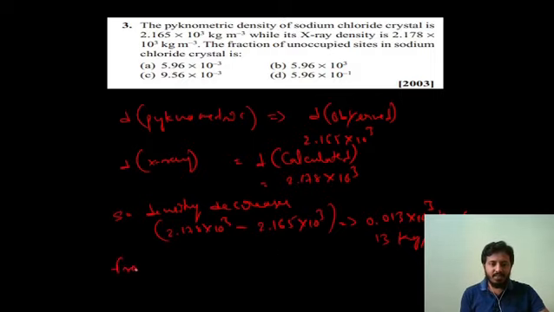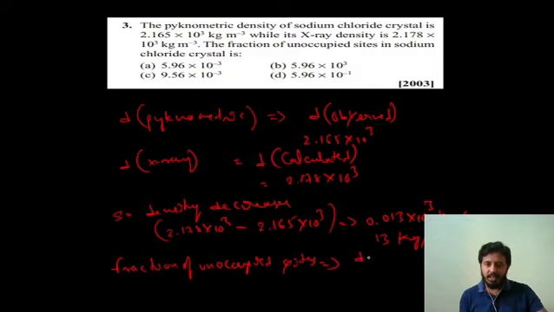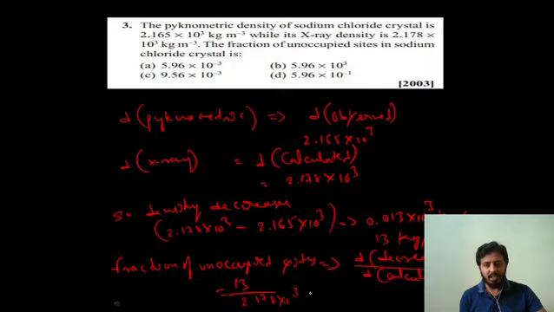And apply the formula. Fraction of unoccupied sites is the ratio of the decrease in density divided by the calculated density. What is the decreased density? It is 13 kg per meter cube, and the calculated density is 2.178 into 10 power 3. After simplifying, you will get the value 5.96 into 10 power minus 3. That is option A, 5.96 into 10 power minus 3.